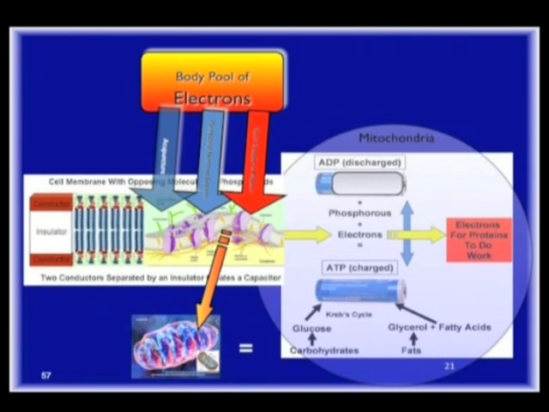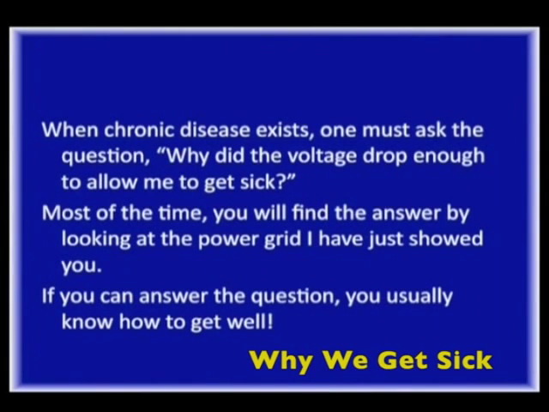Because chronic disease is associated with a loss of voltage, and because on this slide you see the power grid for the body, you generally will find the reason that you are sick by studying the power grid on this slide. When chronic disease exists, one must ask the question, why did the voltage drop enough to allow me to get sick? Most of the time you will find the answer by looking at the power grid I have just shown you. If you can answer the question, you usually know how to get well.